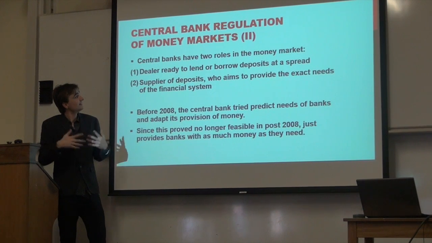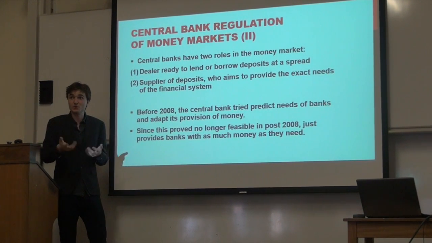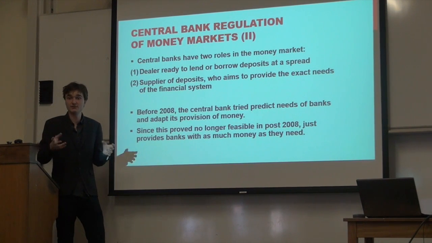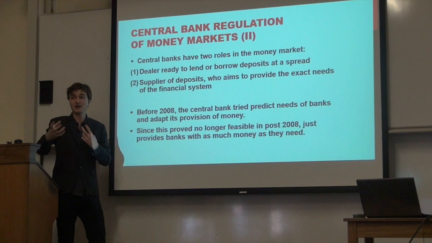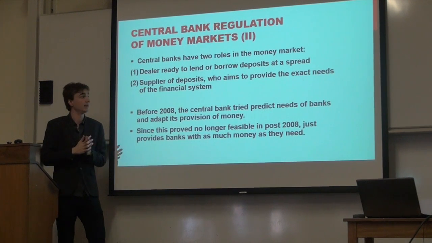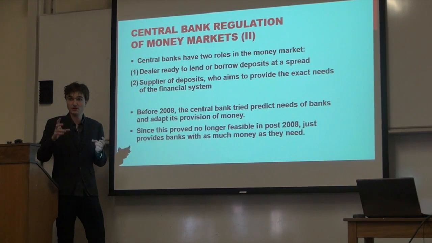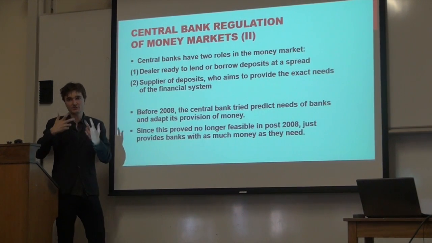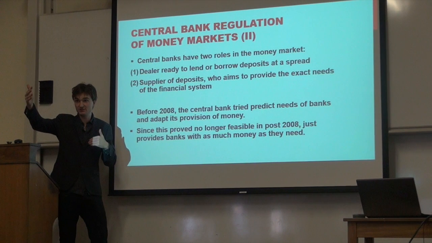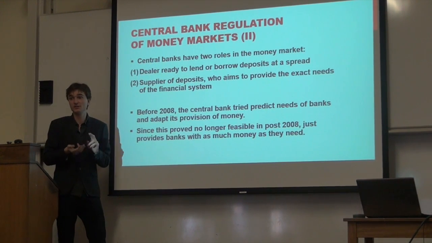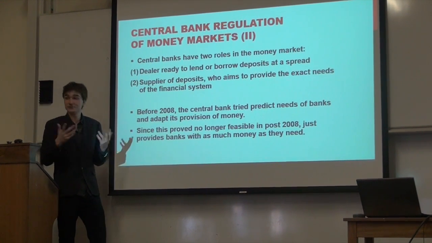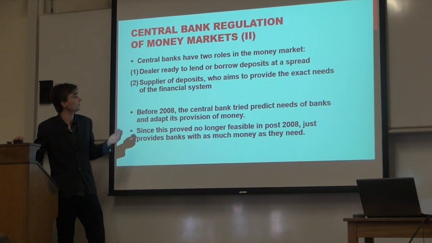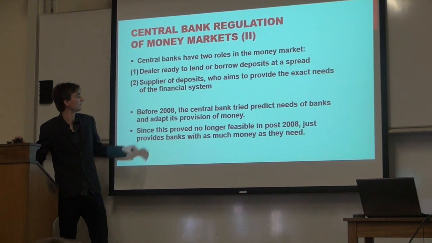So to prevent that, central banks have two main roles in money markets. On one hand, they function as dealers, in the sense that they're always willing to buy and sell deposits at a certain premium, and they function as suppliers. So they try to adapt these fluctuations in the money supply through the day, through the week, through the season. They try to predict that with econometric models, and then adapt their position of money to the exact needs of the financial system.